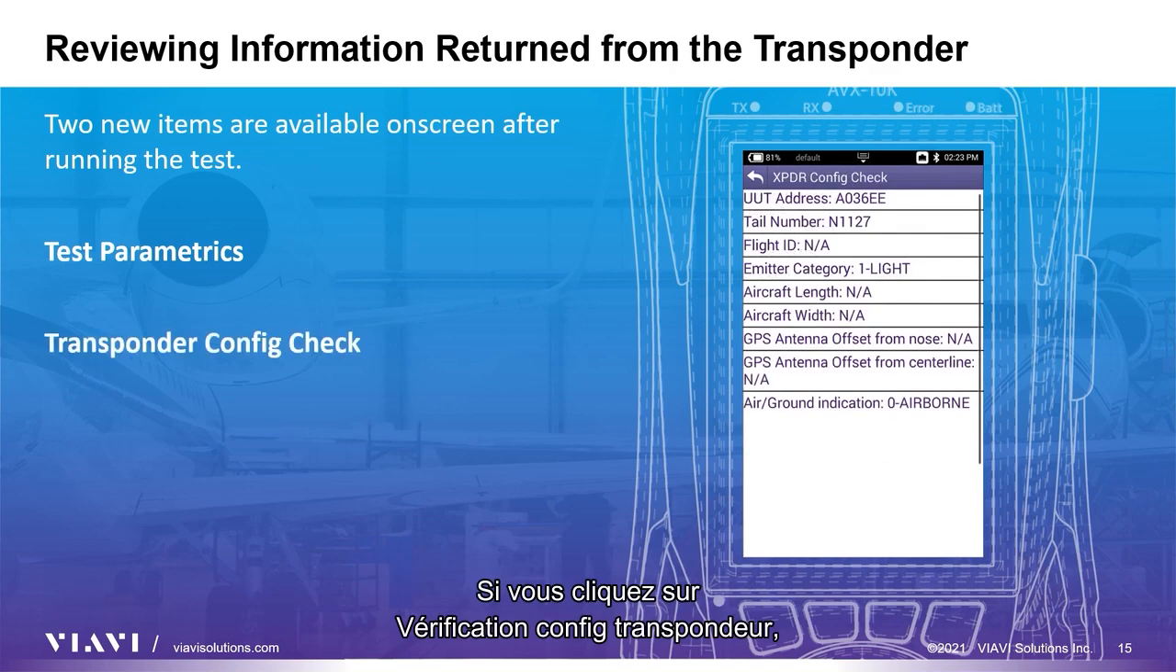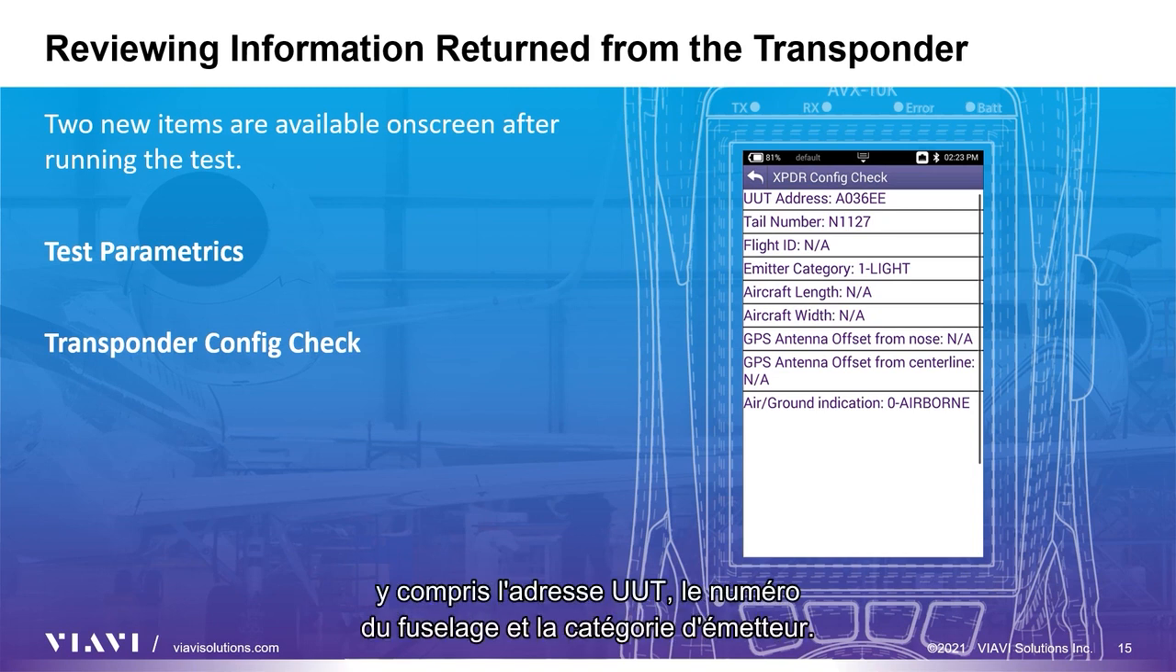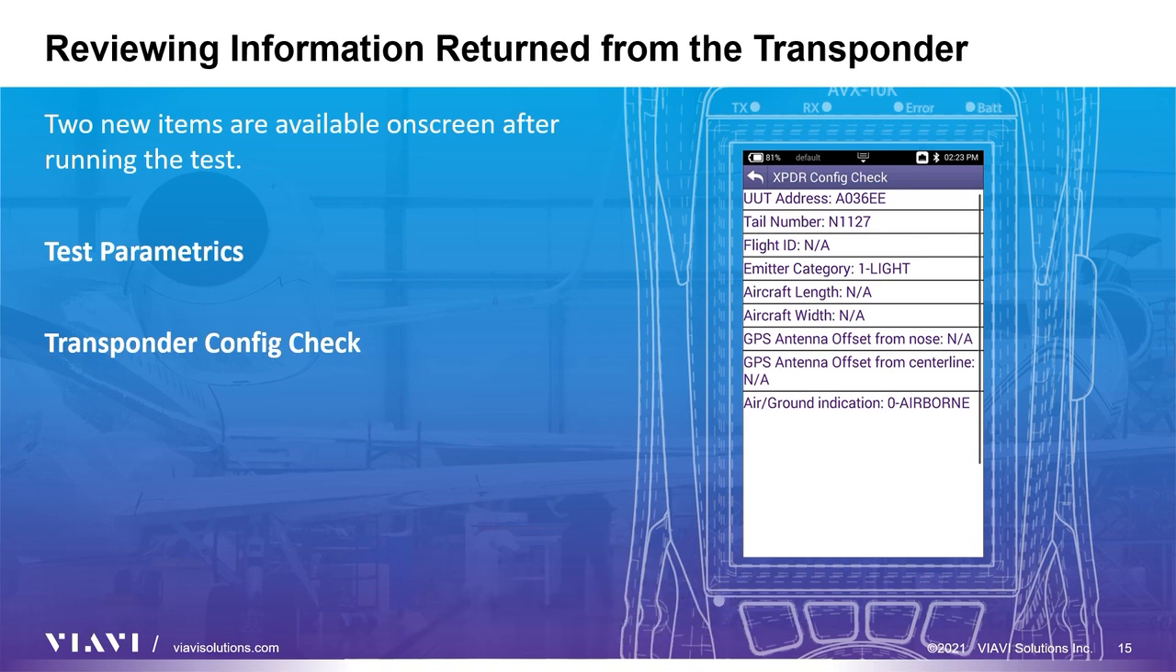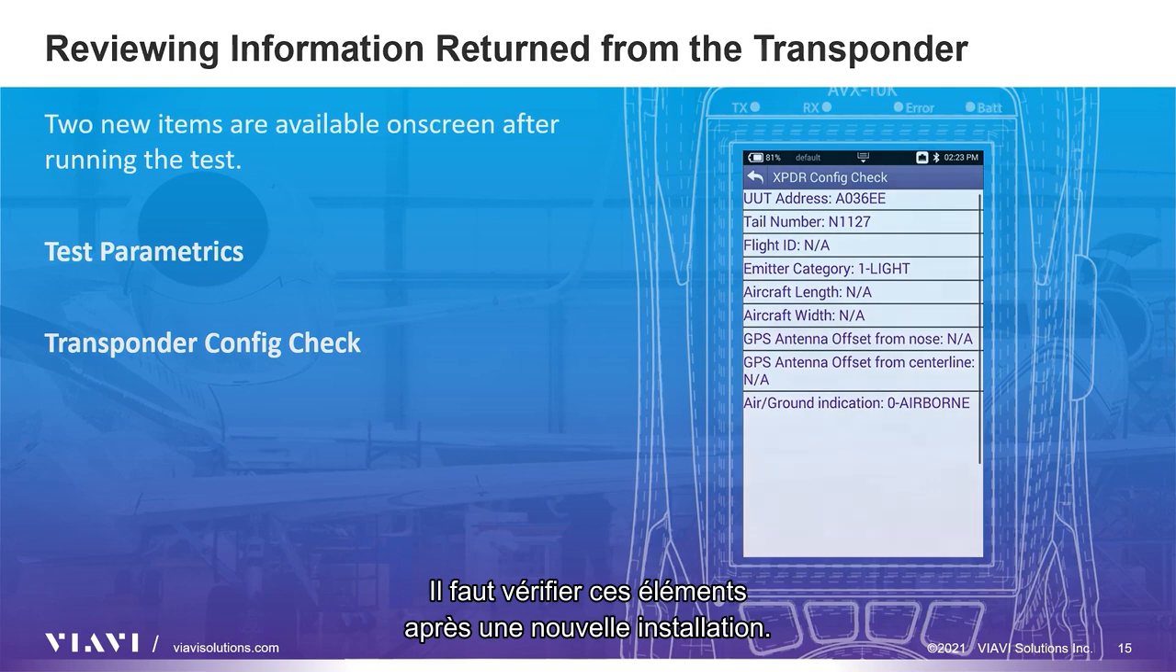By clicking on the Transponder Config Check button, you can view settings that the transponder is reporting, including UUT address, tail number, and emitter category. These are important items to verify after new installations.